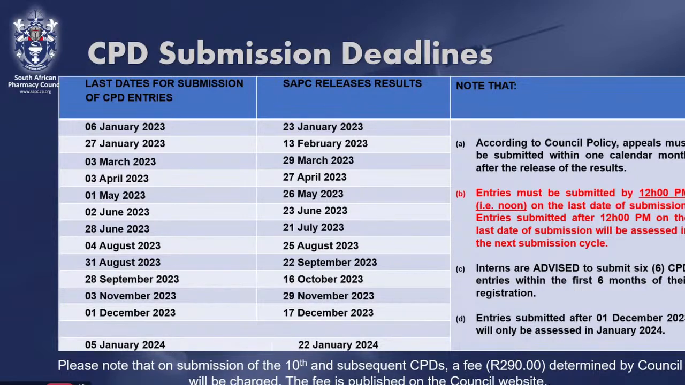And it is also important for interns to note that you are required to submit the 6 CPD entries within the first 6 months of registration. If you can adhere to that, then you will be in a better position to sit for the pre-registration examination, and you will also be in a better position to do some corrections in case you are not successful with your CPDs.